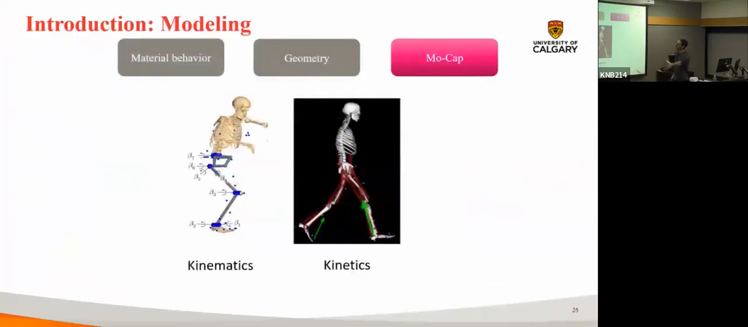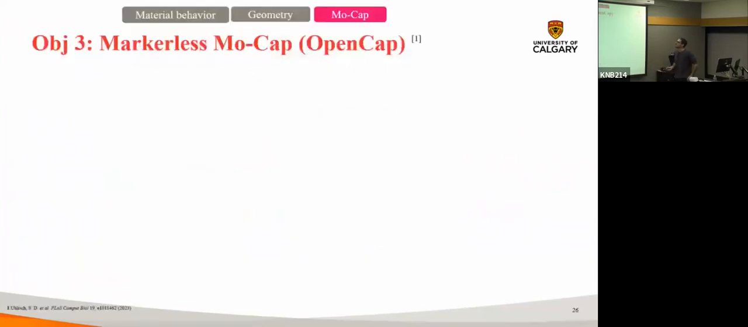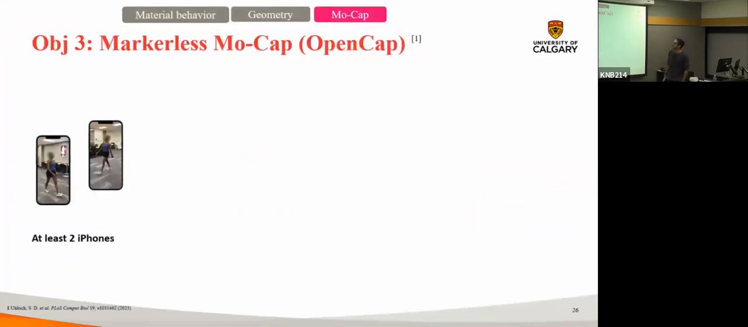So now we have material behavior and an advanced model, fiber reinforced biphasic, and we introduced an automated segmentation for geometry. Now we want to capture the motion and get the kinematics and kinetics. The software that we use is OpenCap. It's open source, it's free, it's a web app. It uses at least 2 iPhones.